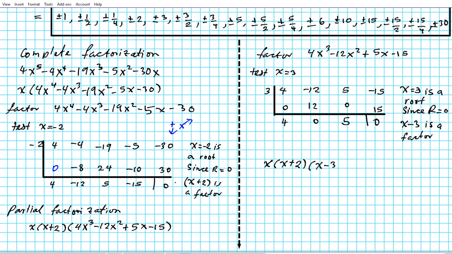Now take a look at this for a second. This is actually a quadratic binomial. Okay, this is a depressed polynomial. Remember, the power was 3 before. It lost a factor x minus 3. Now it's left with 4x squared plus 5.